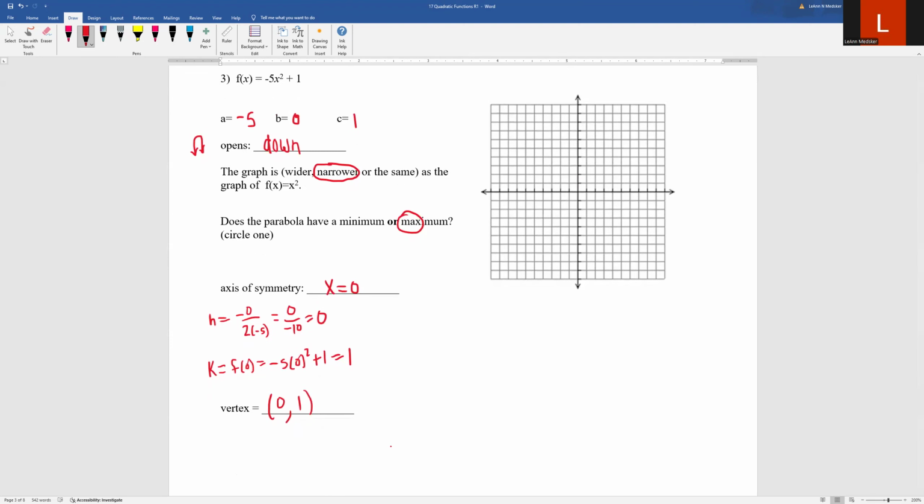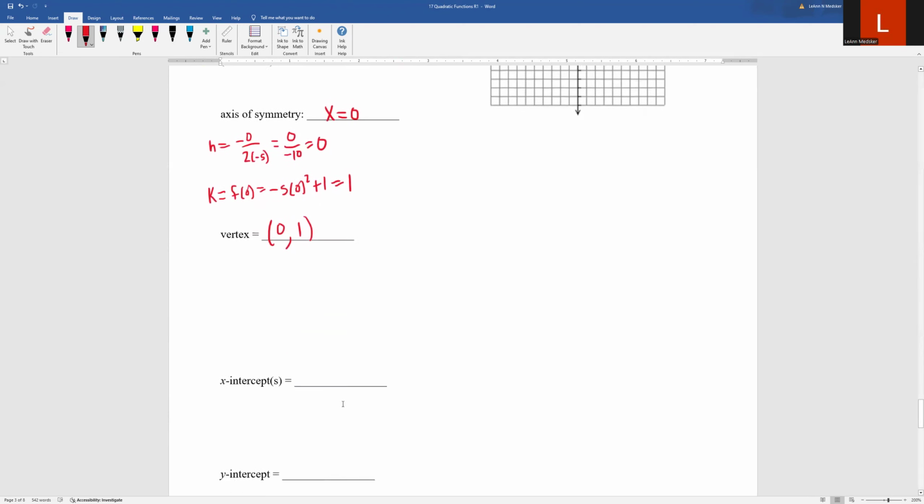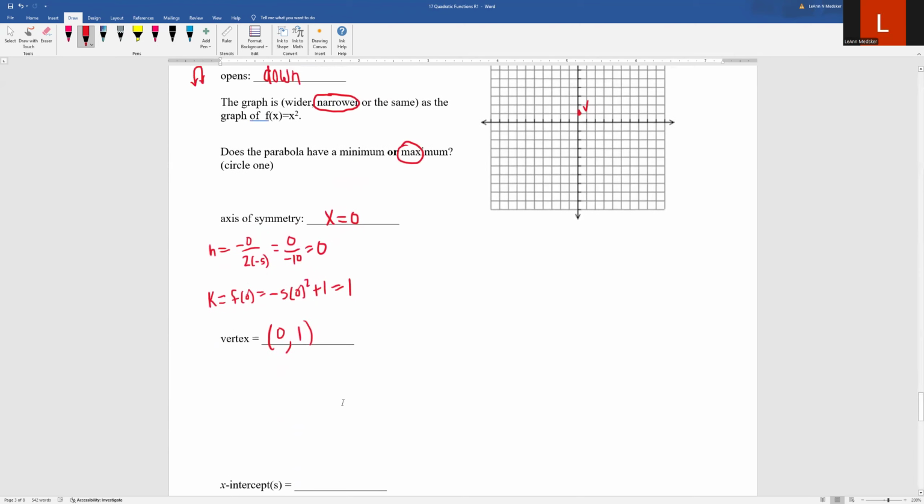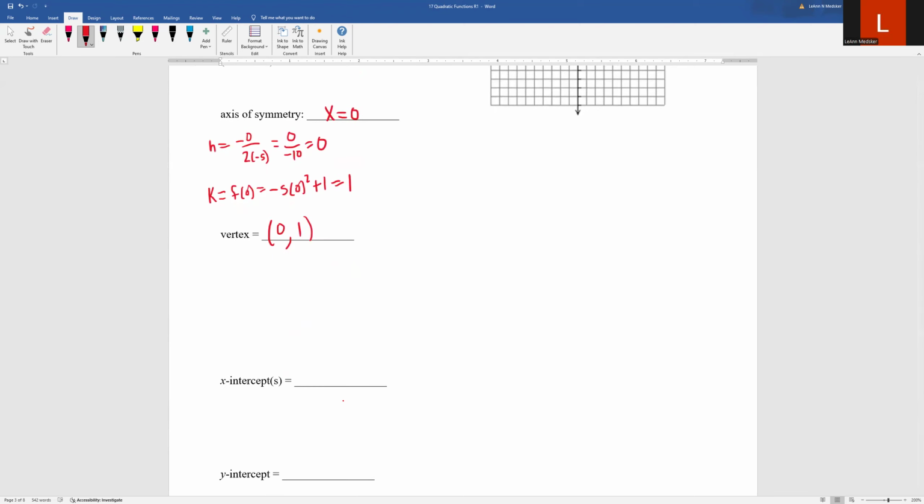So I'm going to go ahead and put that on my graph and look, the little v next to it. The x-intercepts on this one are not going to be pretty. So remember, to find x-intercepts, you set y equal to 0. My function was f of x equals -5x squared plus 1.